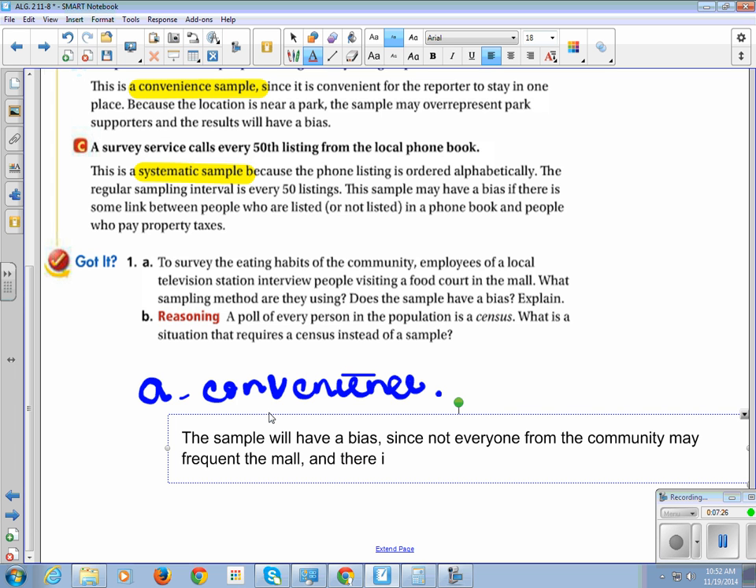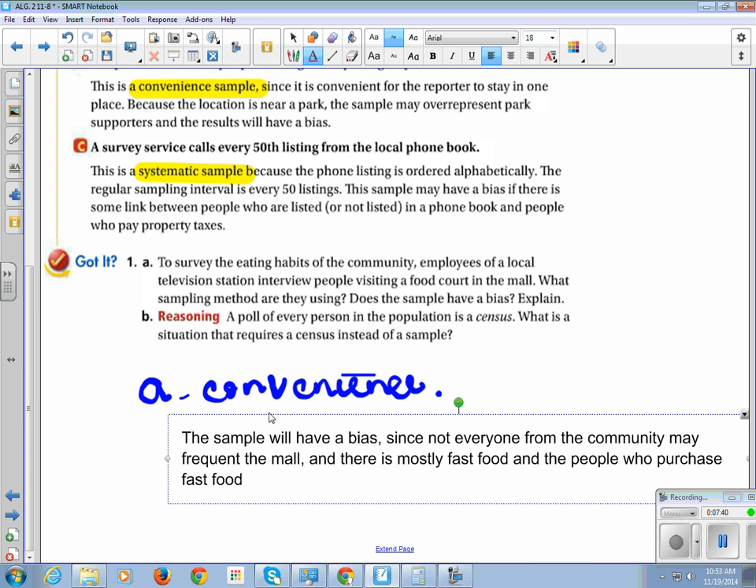And there is mostly fast food. And the people who purchase, and I don't judge fast food, may be overrepresented in this sample.